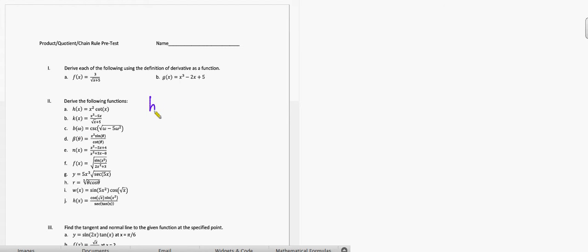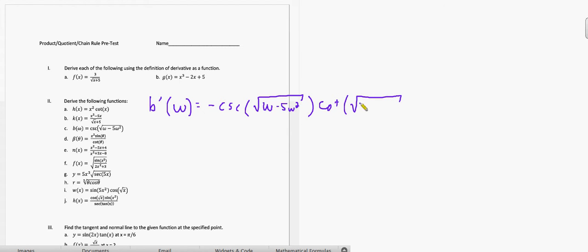So B prime of this is equal to, and now we've got to do the chain rule, because we've got cosecant of a function, so it's a function inside of a function. So we look for the outside function, and that is cosecant. The derivative of cosecant is negative cosecant of what's inside, which is the square root of this, and then cotangent of what's inside, which is the same thing, square root of this. Okay, that's the derivative of cosecant. We're done.